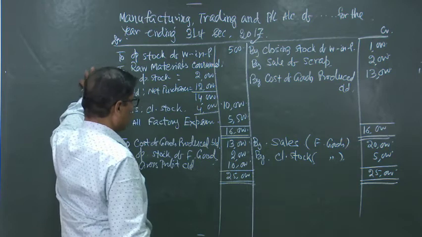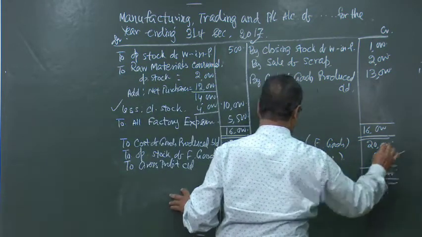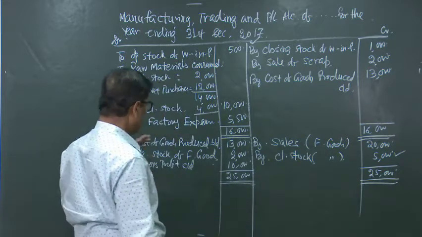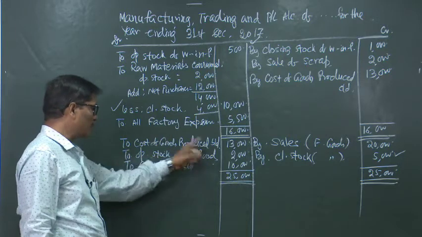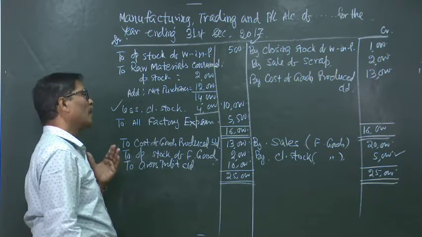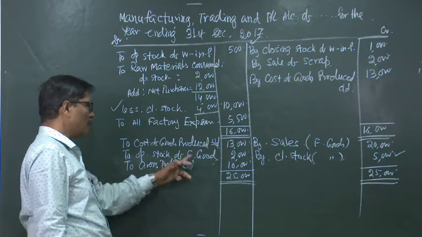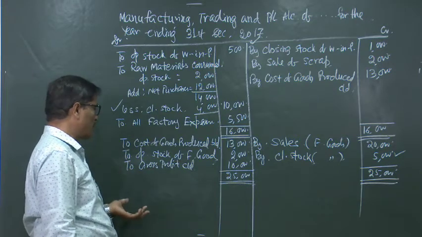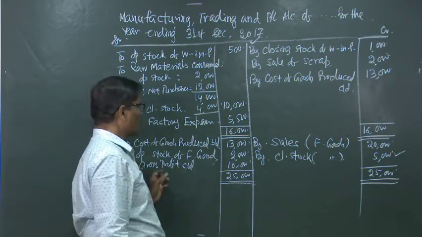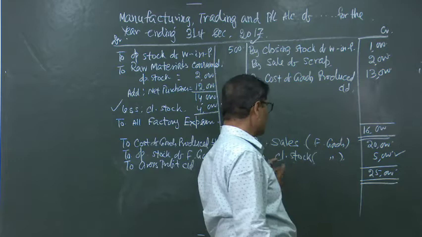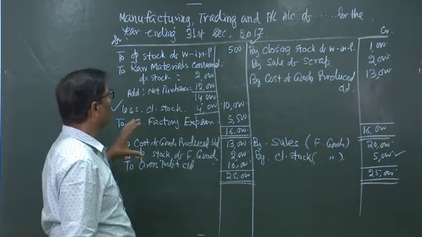This was the manufacturing account, this is the trading account, which takes care of only the finished goods. You can mark here to cost of goods produced, that is cost of goods manufactured or goods produced, that means finished goods. To opening stock of finished goods, that means last year's closing stock of finished goods will be appearing here as opening stock of finished goods. Then to gross profit carried down, by sale of finished goods, by closing stock of finished goods. So, all the finished goods are taken care of by the trading account.